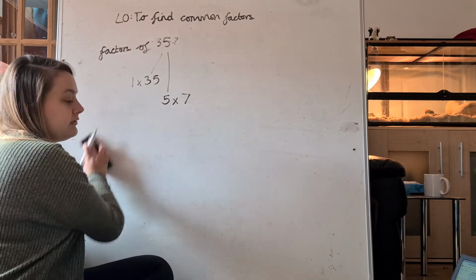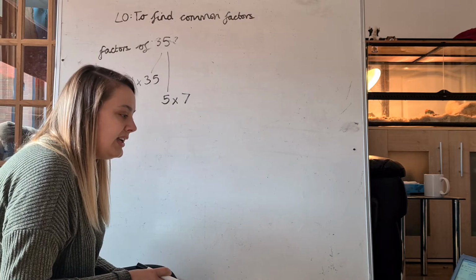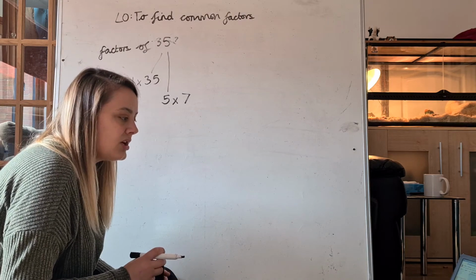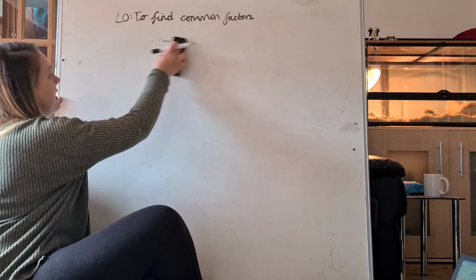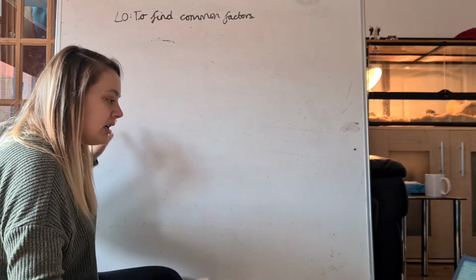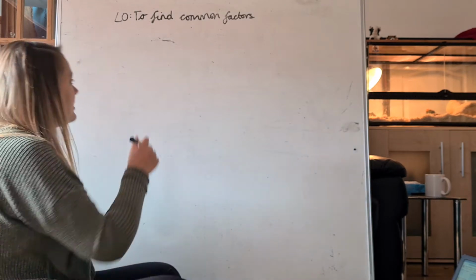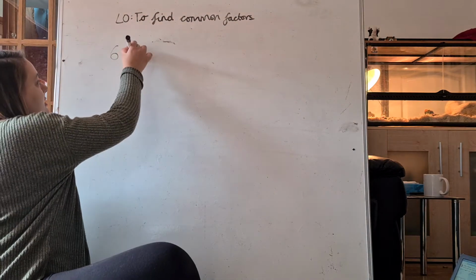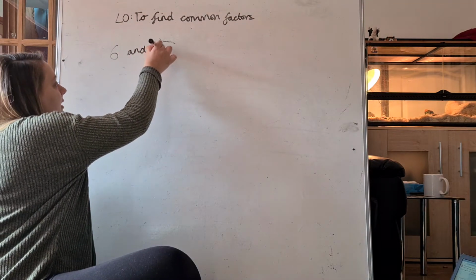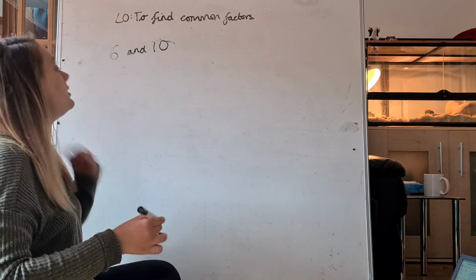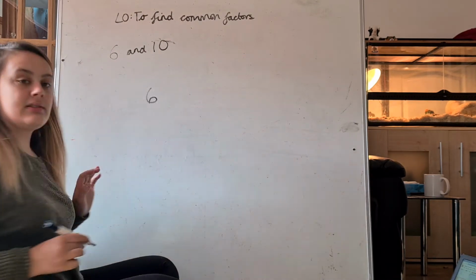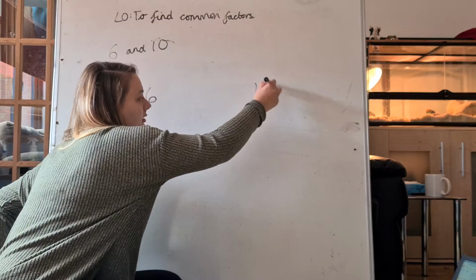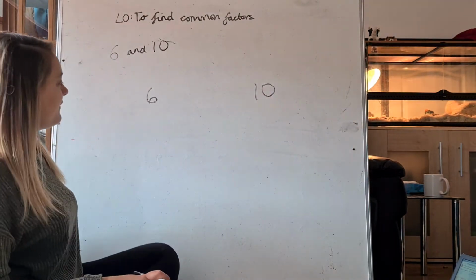The next one, we need to find common factors now. If we've looked at finding just factors, now we need to look at finding common factors. On your first task, you need to find the common factors of 6 and 10. You work through exactly the same: you're going to find all the factors of 6 and all the factors of 10. So let's have a go at that first.